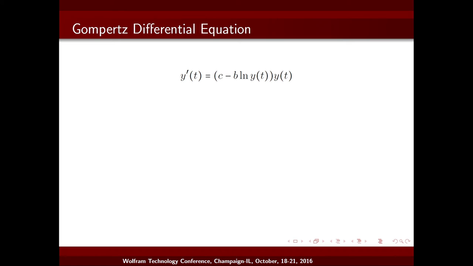If you are not familiar with the Gompertz differential equation, here it is. What you need to do is divide each side by y of t, do this substitution, and you get this linear differential equation. It is very easy to solve this linear equation. Once you solve it, you put back your substitution and you obtain the Gompertz curve.